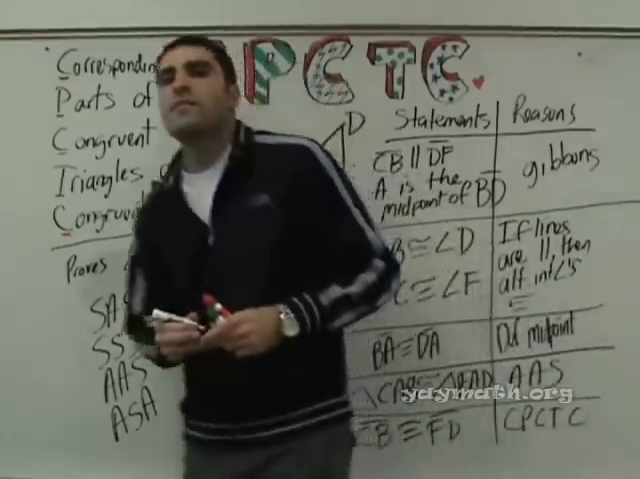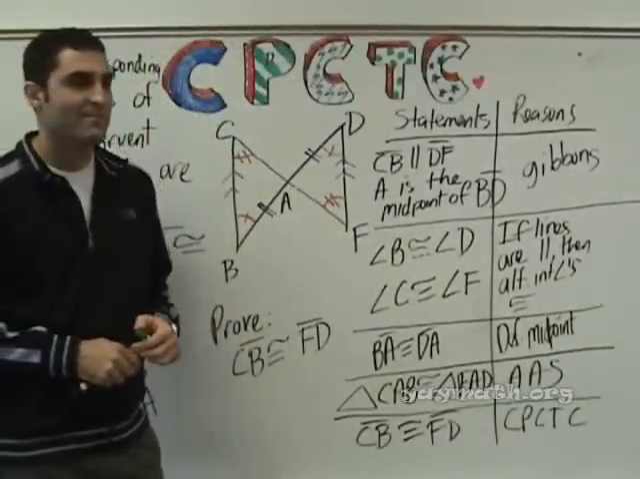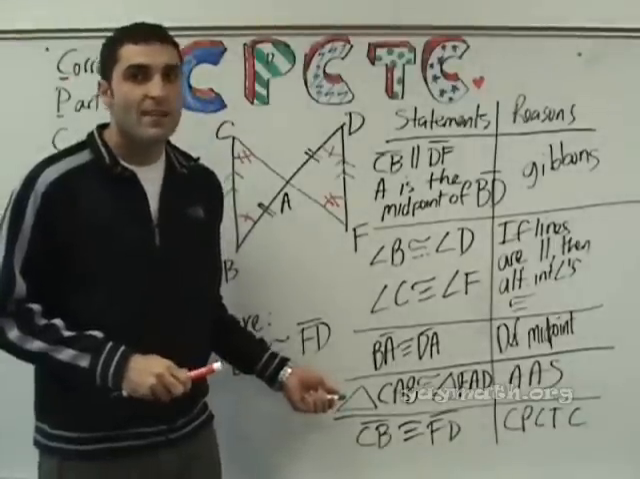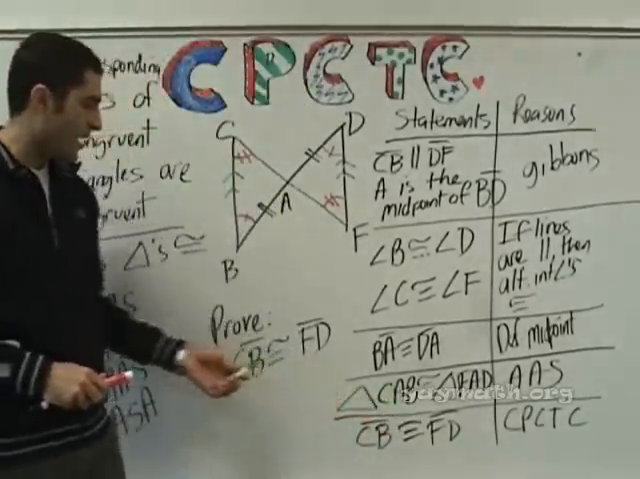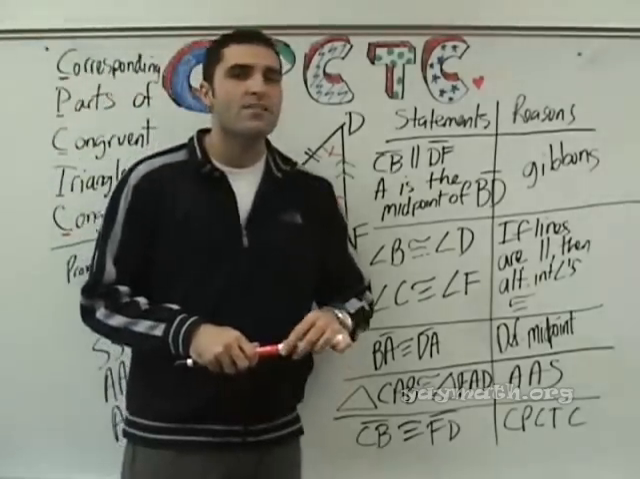Mazel tov! You wouldn't end it with L'chaim. No, right. If you would end it with AAS, it wouldn't prove if these were triangles, right? Okay, any other questions?